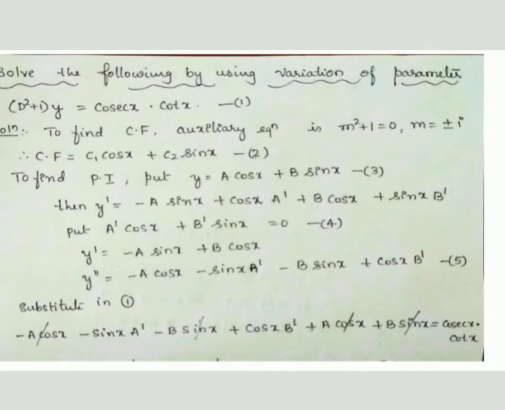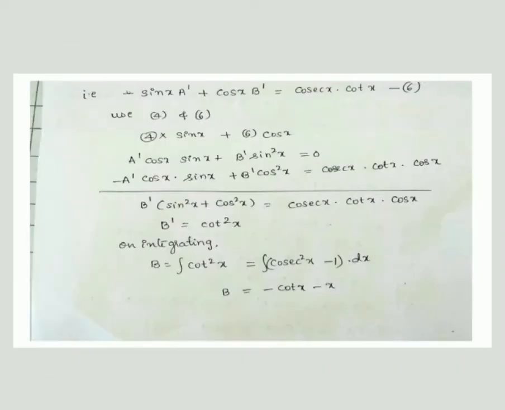Therefore y dash can be written as minus a sin x plus b cos x. Now find the second derivative, y double dash, which is equal to minus a cos x minus sin x into a dash minus b sin x plus cos x into b dash, and we will call this equation number 5. Now substitute y double dash and y dash in equation number 1. After substituting and simplifying, we obtain minus sin x into a dash plus cos x into b dash is equal to cosecant x into cot x, and we shall call this equation number 6.